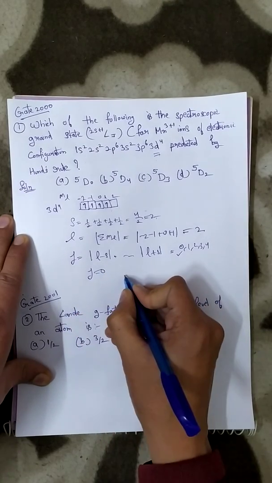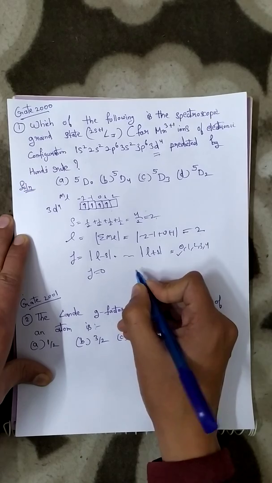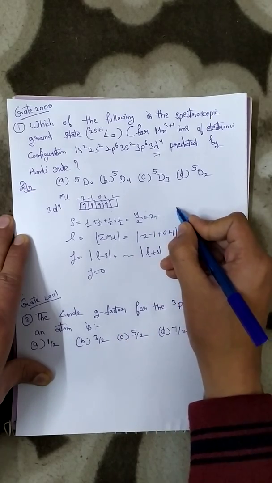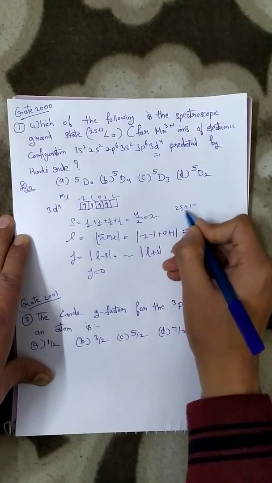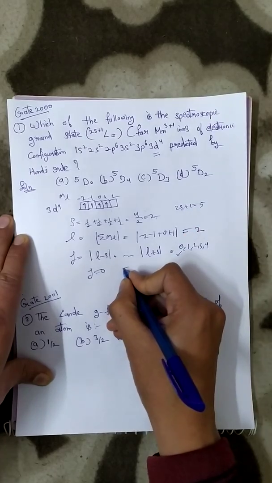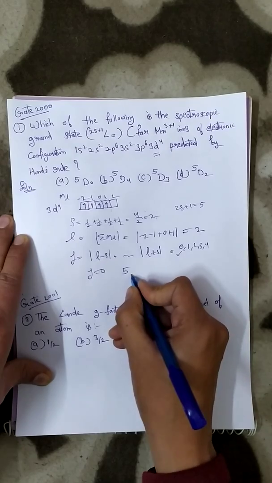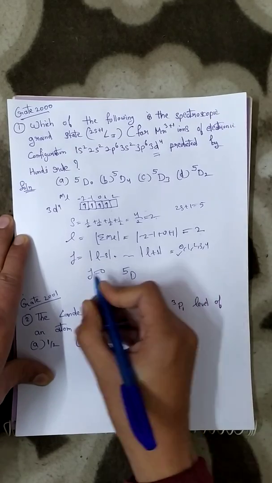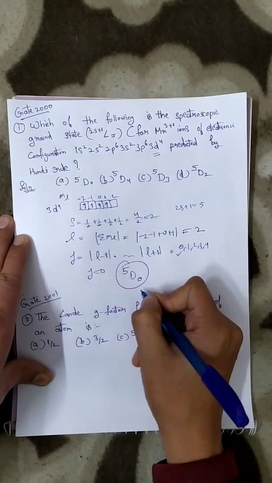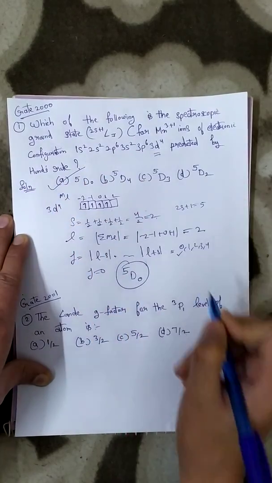That means the ground state term is going to be, what would be the multiplicity? S is 2, so multiplicity would be 2S plus 1, 2 into 2 plus 1, which is 5. So the term would be 5. And the L value is 2, that means it's going to be 5D and J is 0. 5D0 would be the ground state term. So the answer is option A.